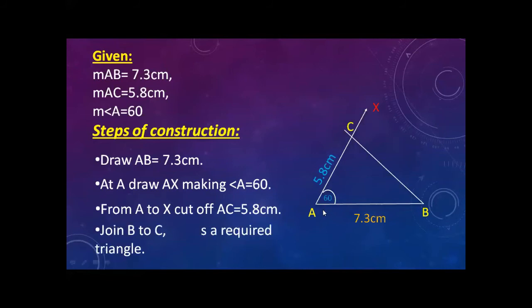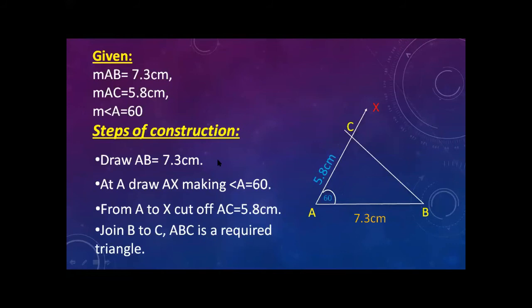Now, join B to C, where you make a point of 60-degree. Now, join from there B to C, and then measure the length from A to C. It is automatically 5.8 centimeter. Now join all the lines and the required triangle has been constructed.